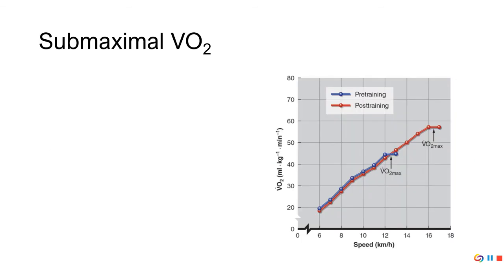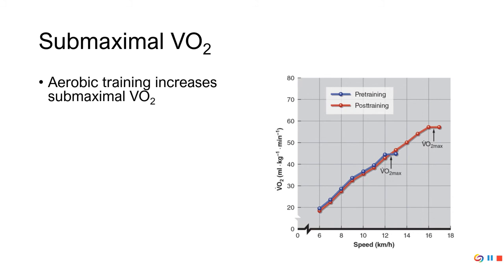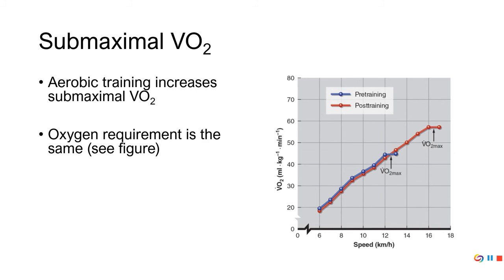Okay, and we see that from this figure here. So we've got people before training in blue, and then we've got after training in red. And you can see that as exercise intensity increases, as measured by running speed, VO2 increases linearly until they plateau and reach VO2 max. Okay, so training increases VO2 max.